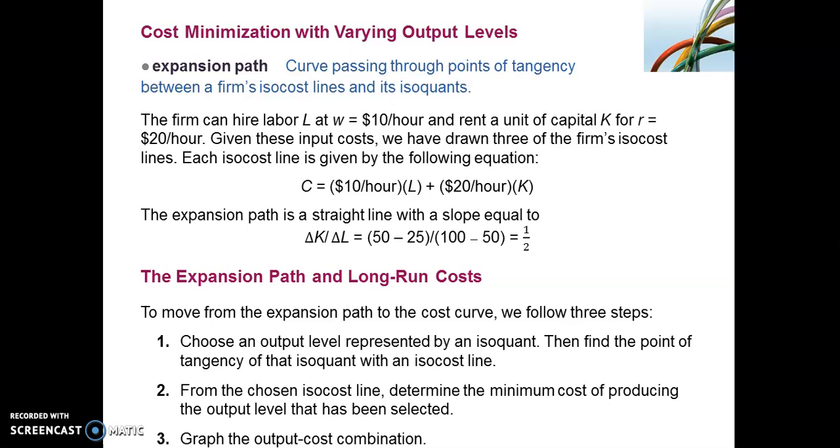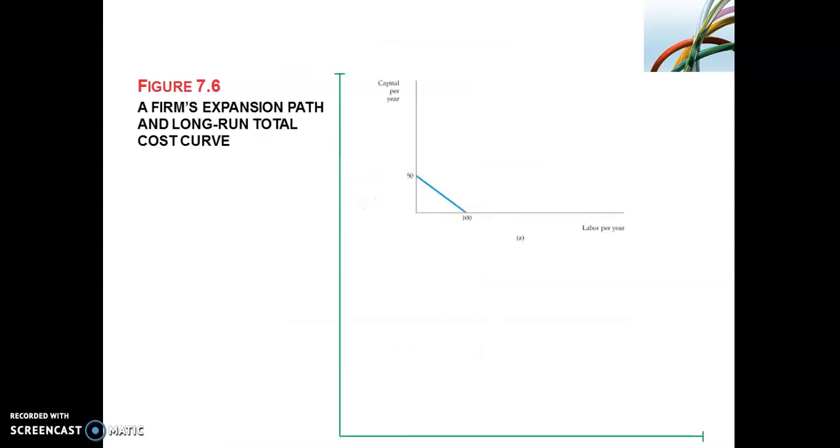As you can see, you've got C is equal to your $10 times L plus your $20 per hour for your rental rate times K. C, which is your total cost, is going to depend on how much labor and capital is going to be used. So very important, you should note that the slope of this isocost line, it is a straight line, so the slope is going to be constant. So let's look at the next figure, 7.6a.